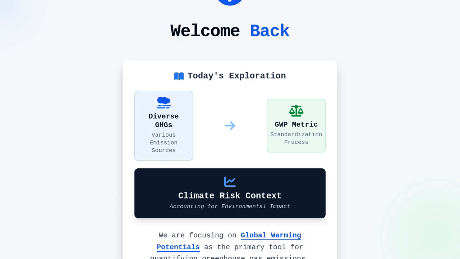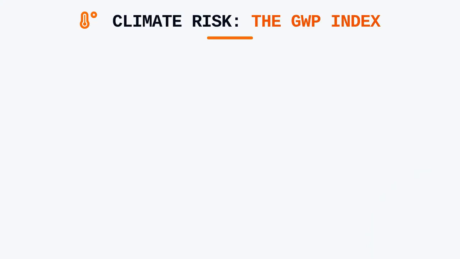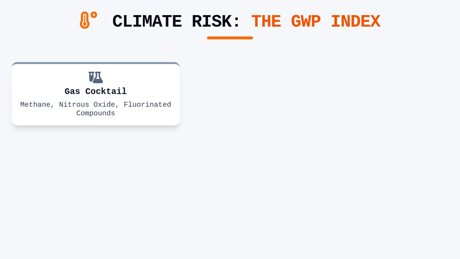Welcome back. In this lesson, we explore global warming potentials as the primary metric for standardizing how we account for diverse greenhouse gas emissions in a climate risk context. To effectively manage climate risk within a corporate or financial framework, we need a common language for emissions. Carbon dioxide is the reference point, but industrial activities release a cocktail of gases like methane, nitrous oxide, and various fluorinated compounds, each with distinct physical properties.